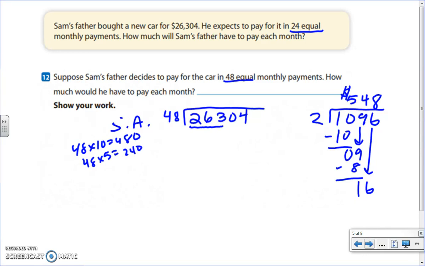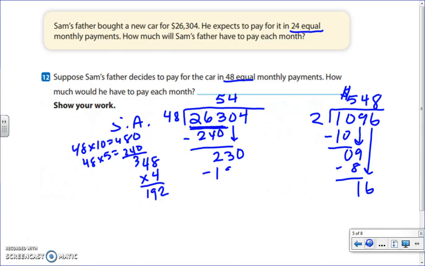Another 48 won't fit in. So I know that I'm going to put a 5 right above the 3, because that's the last number I'm considering right now. Minus 240 leaves me with 23. I'm going to bring that 0 down. Again, 48 times 5 would be 240. That's a little too much. So I know this time it's going to be 48 times 4.